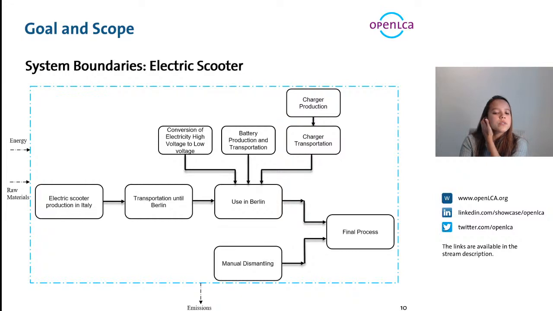Okay, for the electric scooter, the boundaries are a little bit different because now in the use phase, we need to consider that we have to use the electricity, but we also need the battery and the charger. So all these flows are considered in the use phase. Okay, and in order to simplify the modeling, we need to make some assumptions.